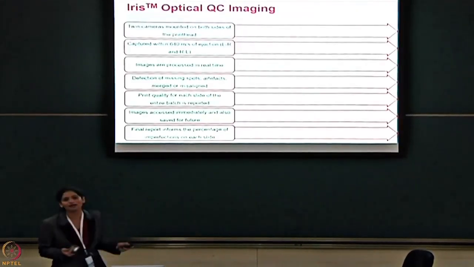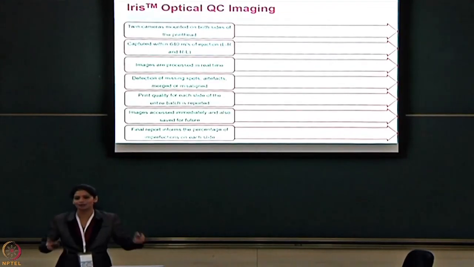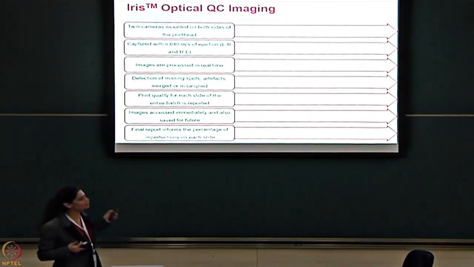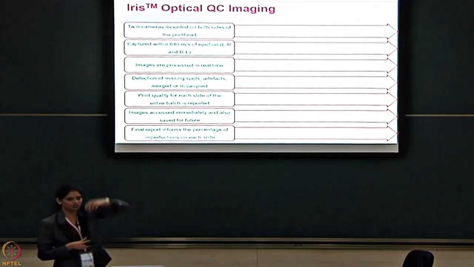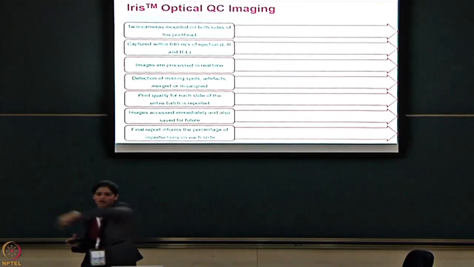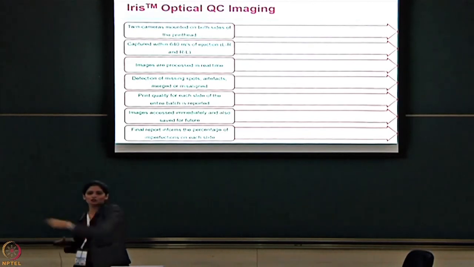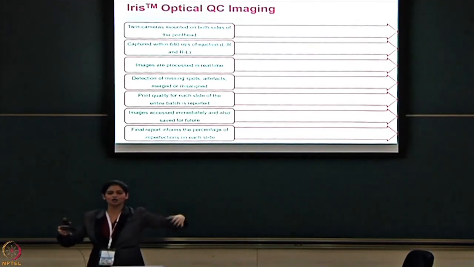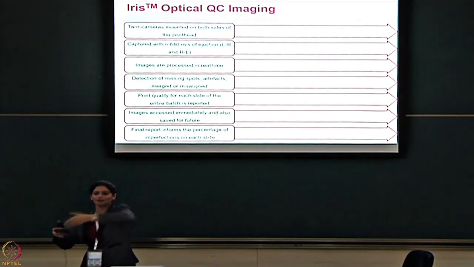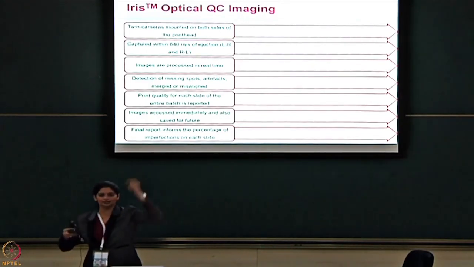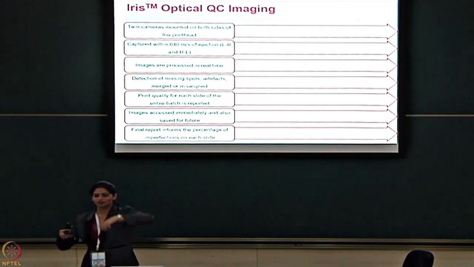So what is this camera that I'm talking about? It's called the Iris camera. It has two twin cameras on both the sides of the print head, and it flashes when it moves from left to right, right to left. So if you are sitting and looking at an array, you can tell that the camera is working because it's flashing. It's taking real-time images. Every time a spot is getting dropped, it takes a picture.